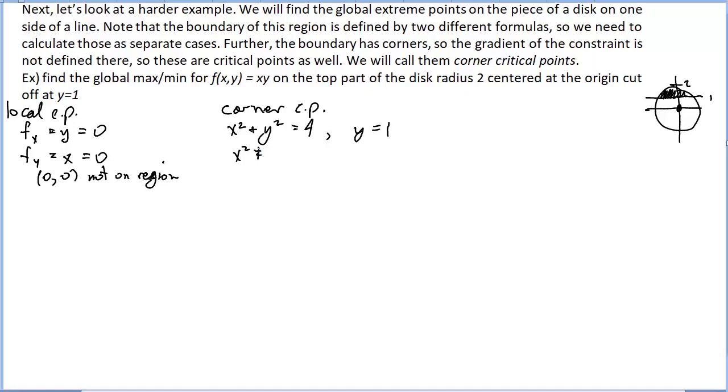X squared plus 1 squared equals 4. X squared equals 3. X equals plus or minus rad 3. So that gives us 2 points: rad 3, 1, and rad 3, negative 1. And those are the corner critical points.